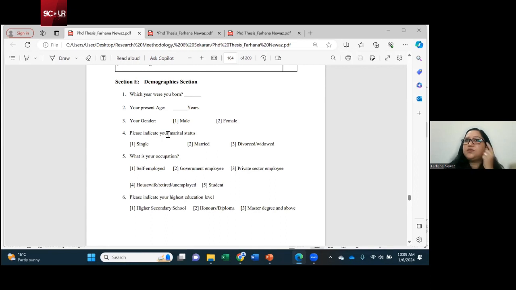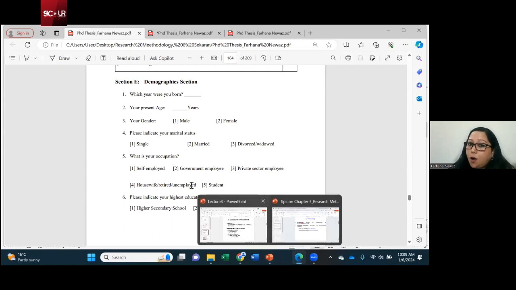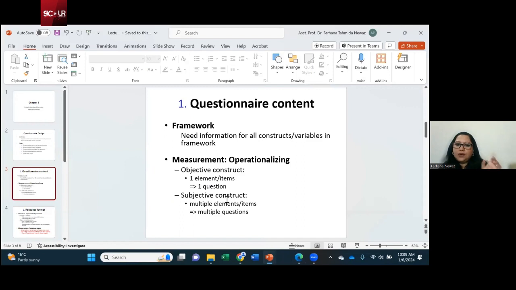Those variables which we can measure using only one item or one question will be called objective constructs. Then what is a subjective construct? In order to measure those variables, we need more than one question. Those variables will be called subjective constructs or subjective variables. When we need to use multiple items or questions to measure a variable, that is called a subjective construct.